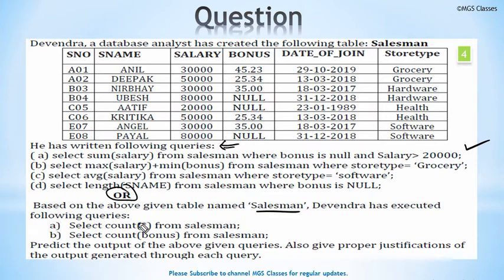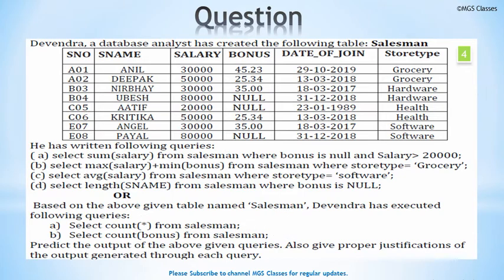Devender has executed the following queries: select count star from salesman and select count bonus from salesman. Two different outputs will come. The answer should be given like this: you need to predict the output of the above given queries and then justify your answer. Why this output came and how it came.